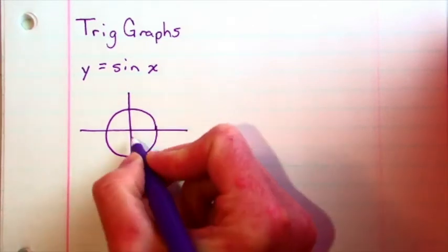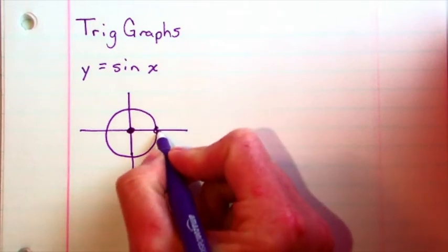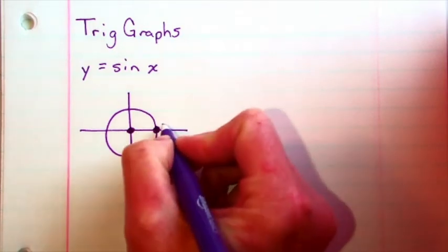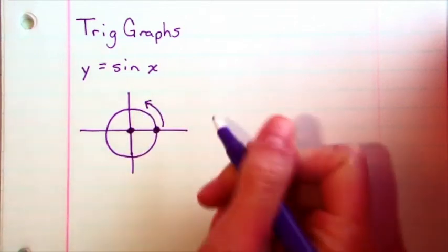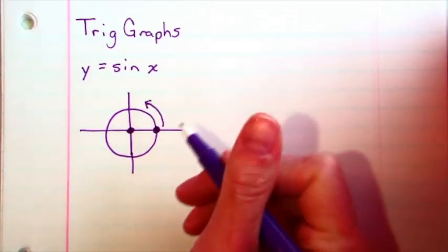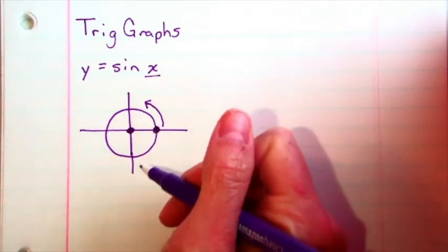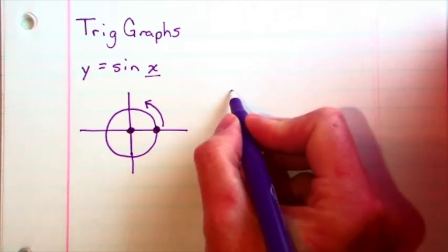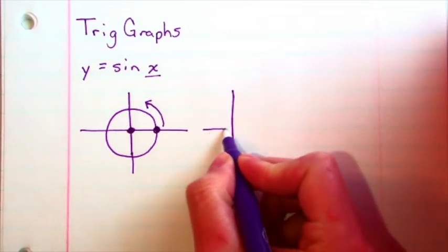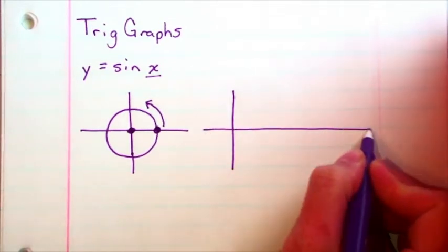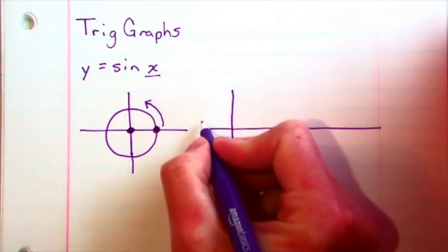So here's my circle, and this is the origin, so this is 0, 0. And let's think about what happens if we start here and we rotate counterclockwise. So we're going to start at 0 degrees and work our way back around to 360 degrees. Now remember, for the sine function, the x value is the angle.